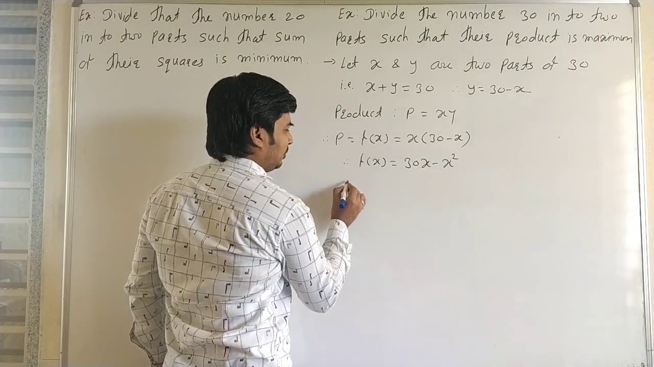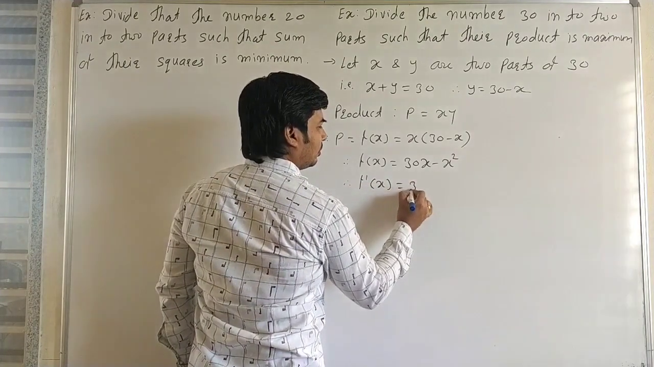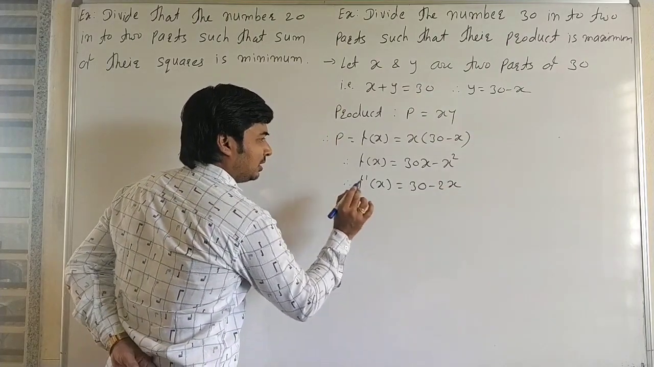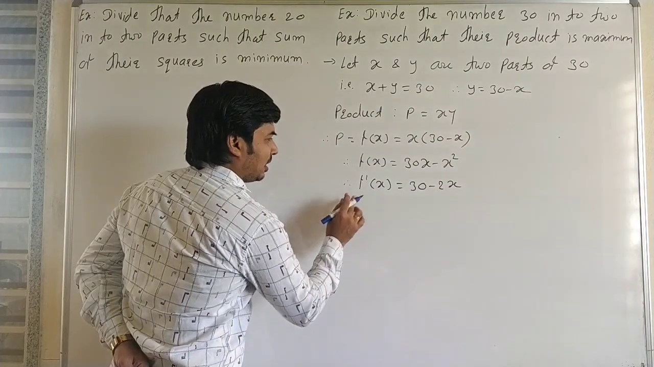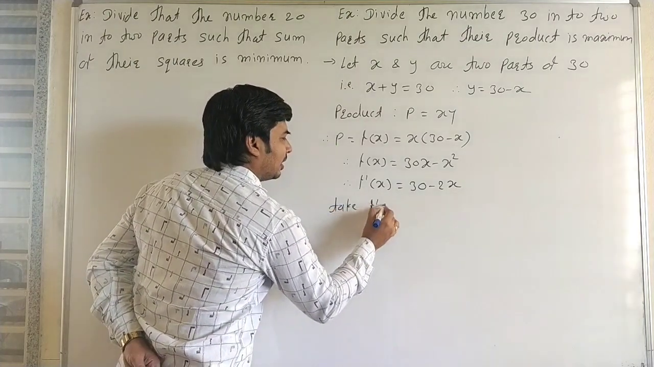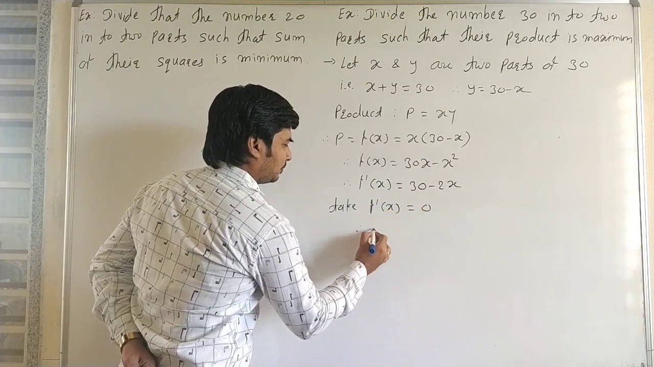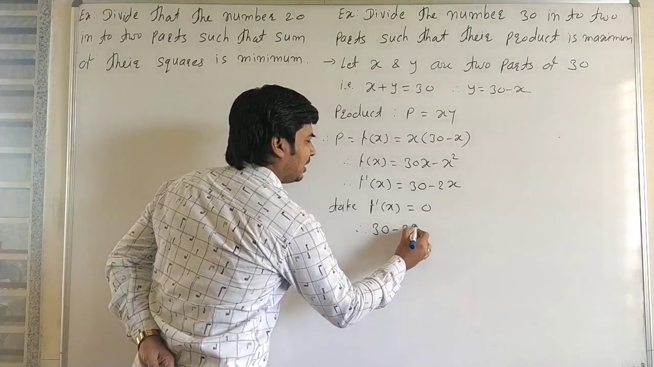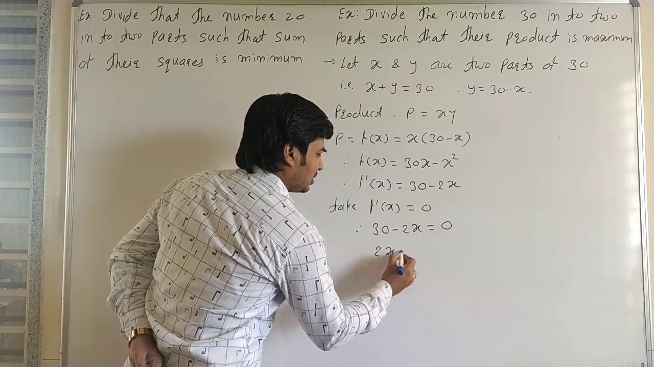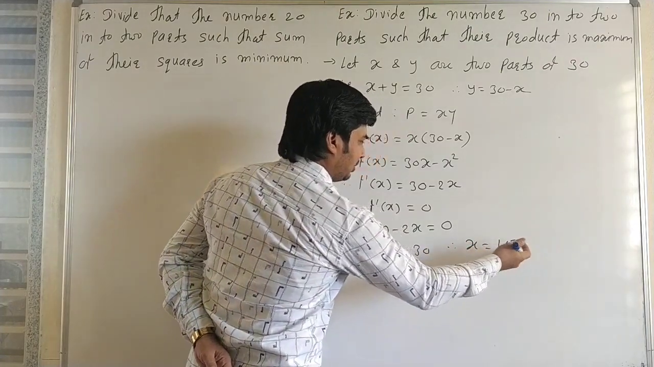Now differentiate with respect to x, therefore f dash of x is equal to 30 minus 2x. To find the stationary points, put f dash of x equal to 0. Therefore 30 minus 2x is equal to 0, so 2x is equal to 30, and therefore x is equal to 15.